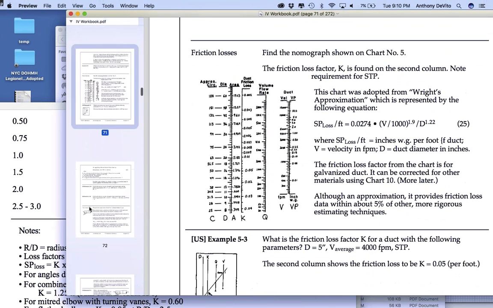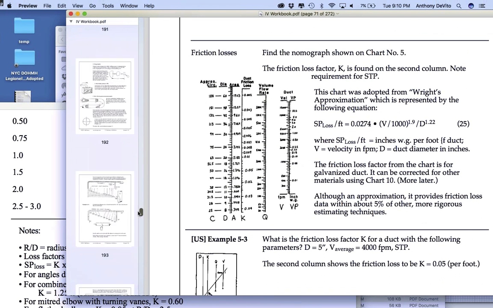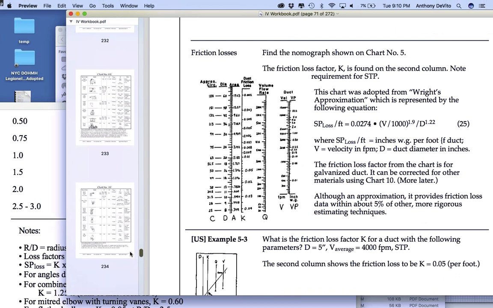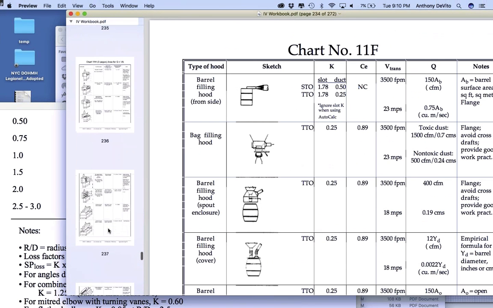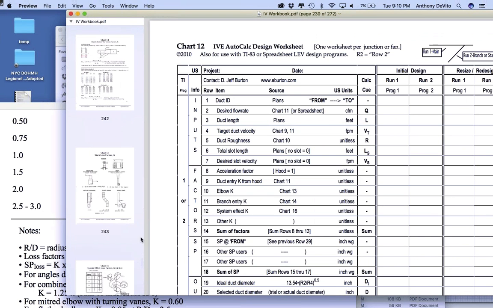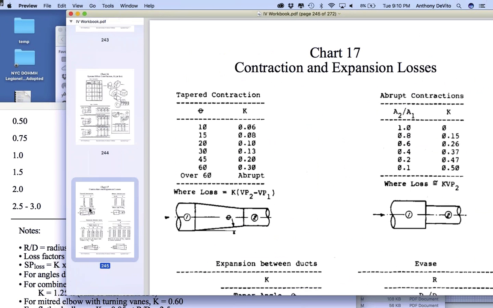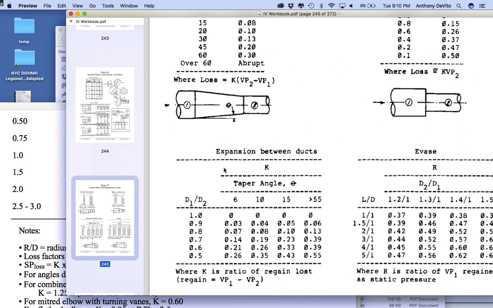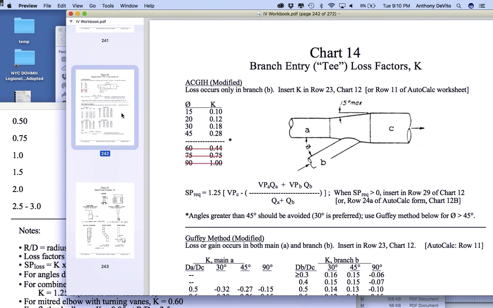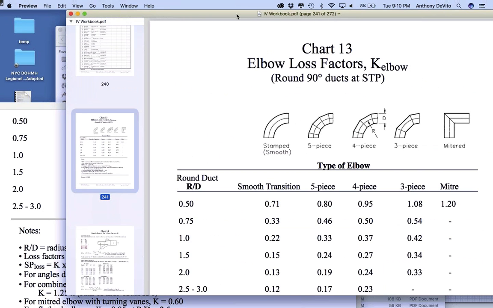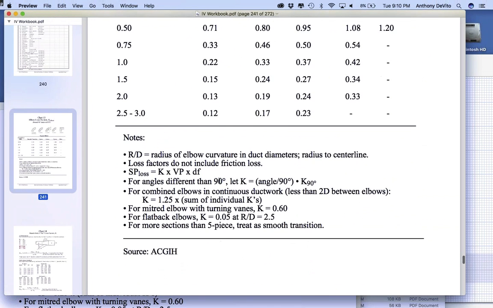60 degree, three-piece elbow. Okay. 230. These are different duct styles. System effect, contraction, expansion. So you can see all these tables are going to have values that will help you calculate these numbers. Round duct, 60 degrees. Is there an adjustment here? For angles different than 90, let K equal the angle over 90 degrees. So you're taking two-thirds for a 60 degree. You're going to take K and take two-thirds of K.